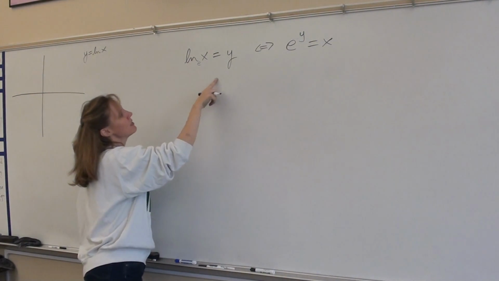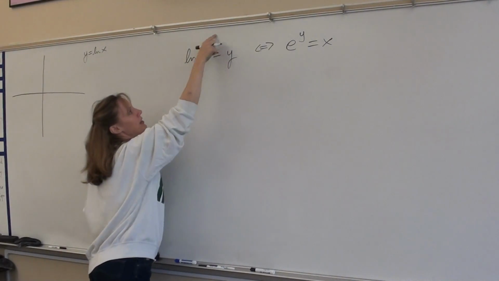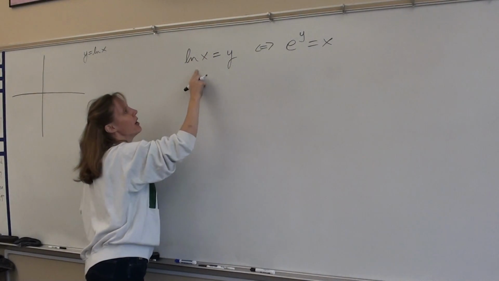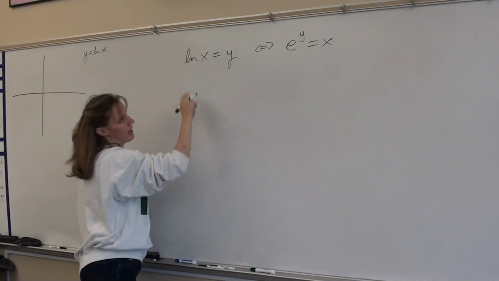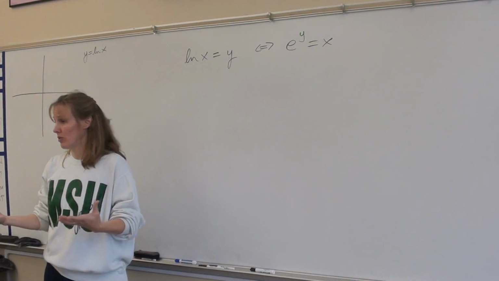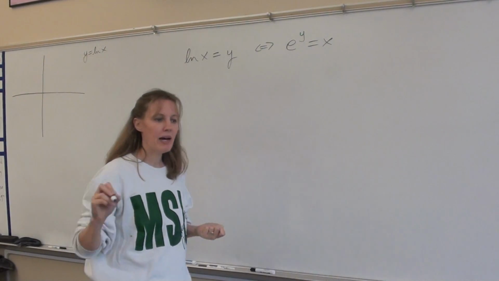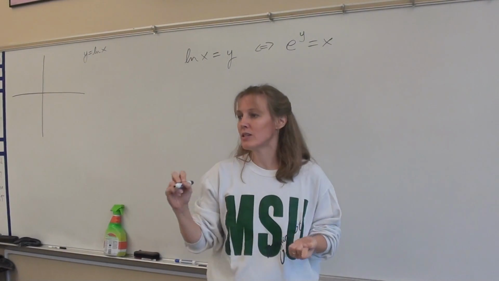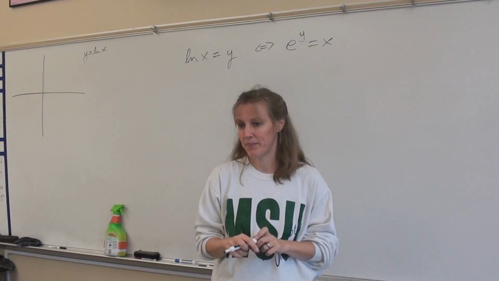So this base to this power equals this. E to the y equals x. So when I write y equals ln x, that's the same as writing e to the y equals x. Now I have a question. E is a number, right? It's an actual positive number. Can I take a positive number, raise it to any power, and make it negative? No.